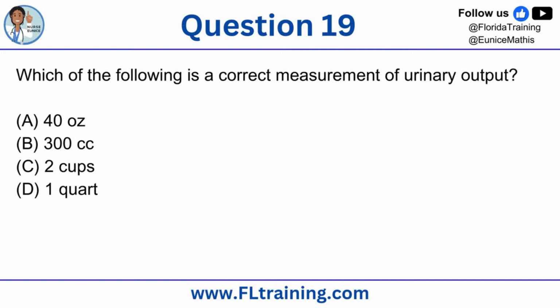Question 19. Which of the following is a correct measurement of urinary output? Is it A, 40 ounces? Yes, Kirsten, it is illegal to open someone else's mail, even if they're a resident in your facility. So going back to this one, is it 40 ounces, 30 cc's, 2 cups, or 1 quart? How do we measure urinary output?